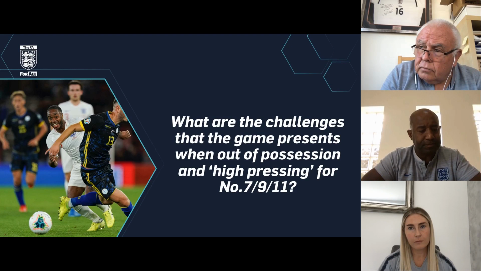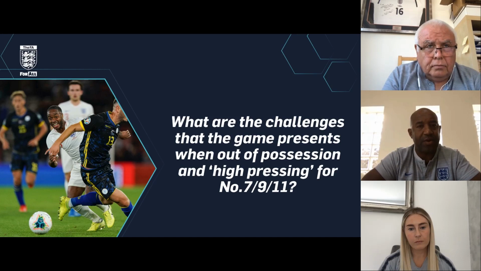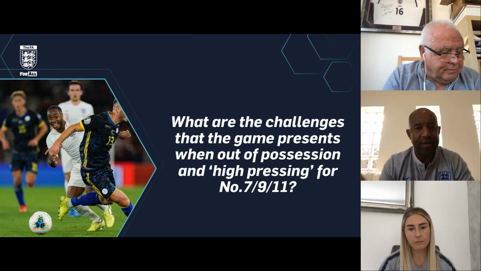And the 7, 10, 11, the 9, and obviously then the 10 coming into it as well. So one of the wingers might be withdrawn. So ultimately your 7 or 11 could drop either side. So that would be the initial press.